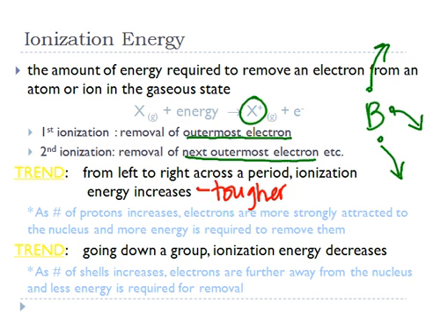So think about the difference between lithium and fluorine. Lithium has 1 valence electron, fluorine has 7. If we remove an electron from lithium, that's going to be a heck of a lot easier to do than to remove it from fluorine, because the electron in lithium is going to be farther away from the nucleus, whereas the electrons in fluorine are going to be much closer to the nucleus.